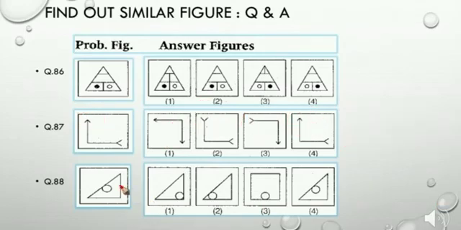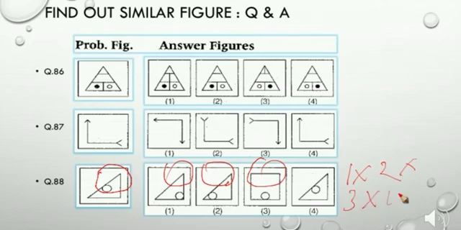Let's go to question number 88. Let's check for this portion. This portion is not the same in option 1. This portion is not there in option 2 also. Let's check for option 3. This portion is not there in option 3. So automatically option 4 is going to be the answer. Just for the sake of confirmation, let's check. Yes, it is exactly available in option 4. So option 4 is going to be the answer.